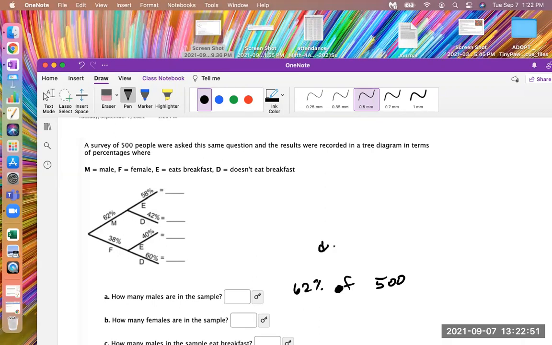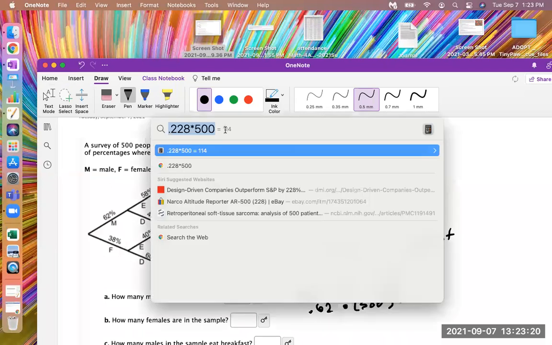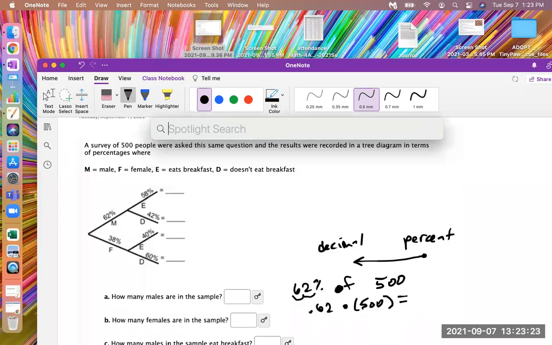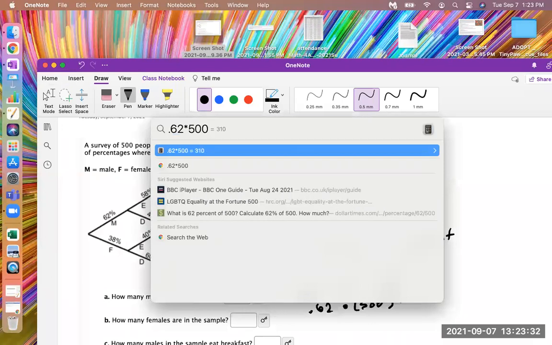So when we do decimal, I write down in alphabetical order decimal to percent, and I currently have a percent and I want to turn it into a decimal. So that gives me an arrow to the left. So I know I need to move the decimal twice to the left, and this becomes 0.62 times 500, and that will give me what 62% of 500 is. I just get my calculator and find the magnifying glass, and you can actually just put things in as a quick calculator. So 0.62 times 500 gives me 310. So there we go.